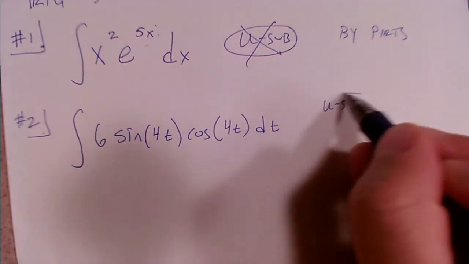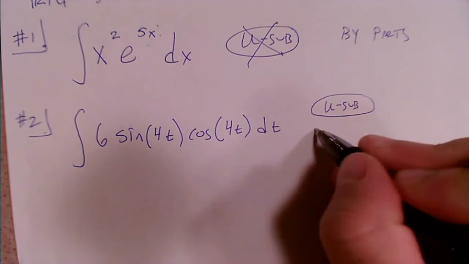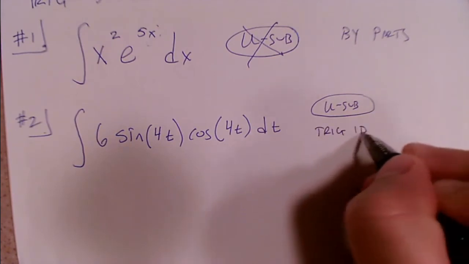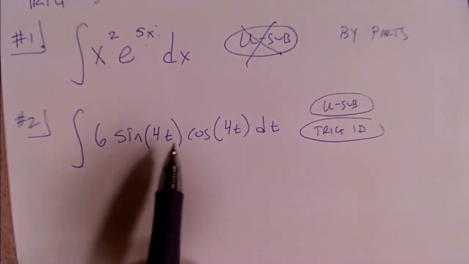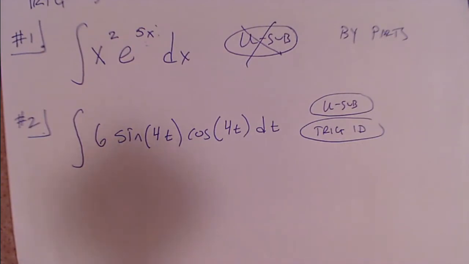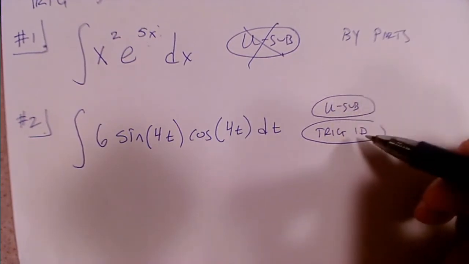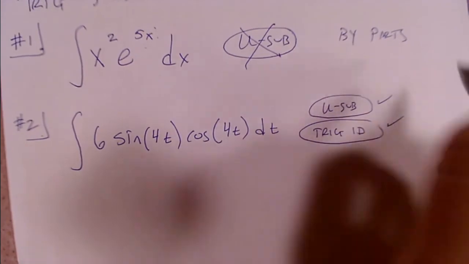So u sub is a perfectly good choice for us, as is trig identity, because if you remember your trig identities, you should recognize something about sine of theta, cosine theta. We'll talk about that in a bit. So these are two perfectly good possibilities for this problem. As a matter of fact, number 2 can be solved with both of these.